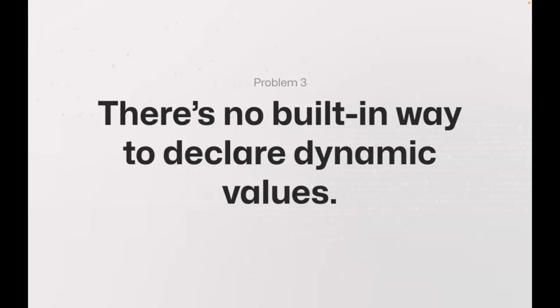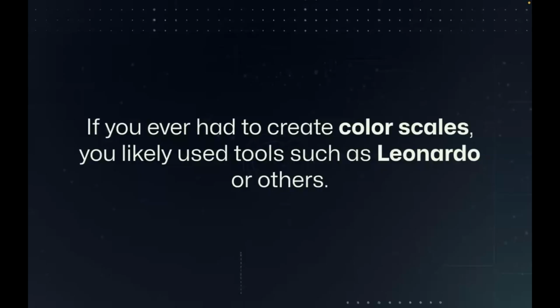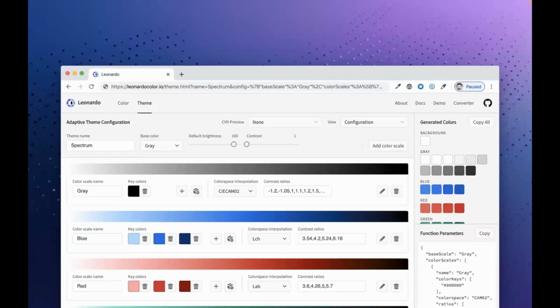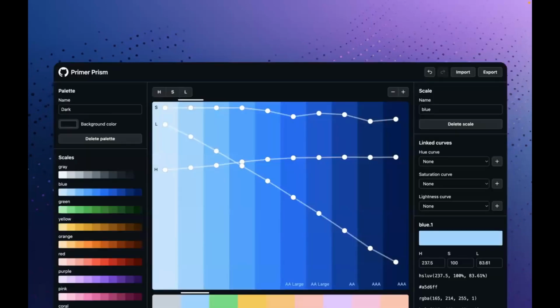The next problem is there is no built-in way to declare dynamic values. If you ever had to create color scales, such as a gray scale or a blue scale, you used tools such as Leonardo or others, which are great. They allow you to take a base color and create variations of that using certain shades based on user input, resulting in a dynamic and accessible scale. And you really only have to change the base value and some of the inputs. Another example is GitHub's Primer Prism, which lets you do something similar.